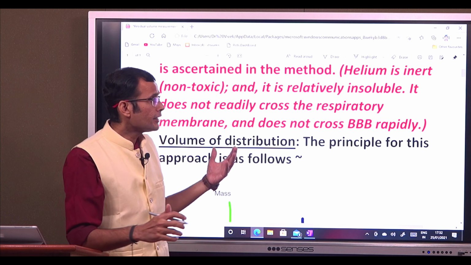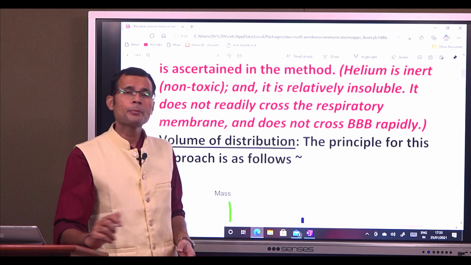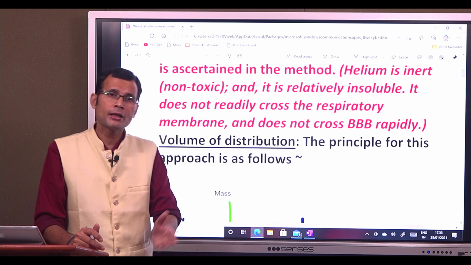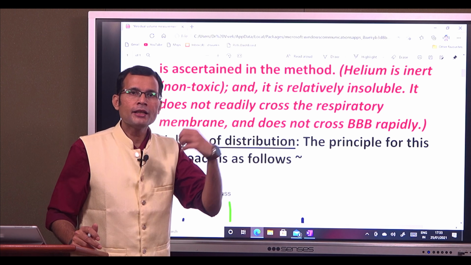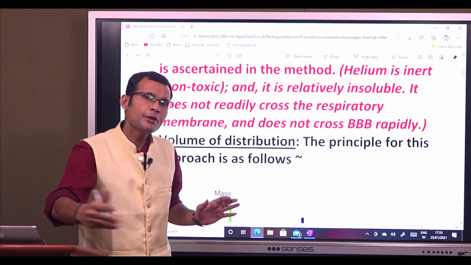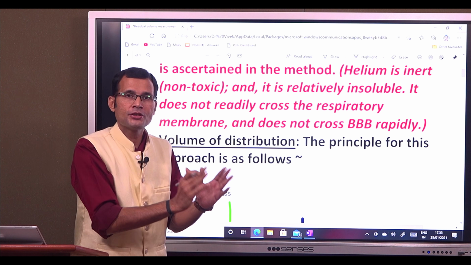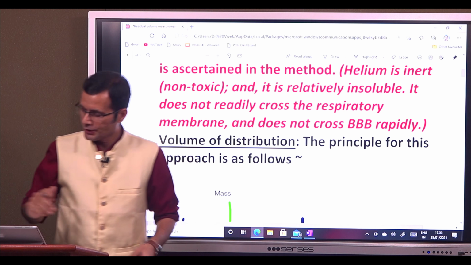Right, but that's the reason why helium is chosen: it does not cross the respiratory membrane rapidly, it stays in the lungs. Once you inhale helium, it stays in the lungs and does not diffuse into the blood, because we are measuring the volume of the lungs, the residual volume which we measure.